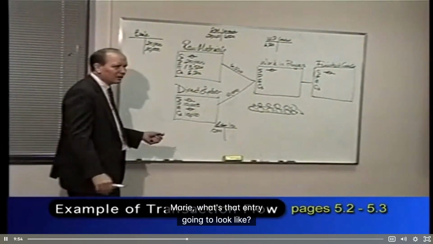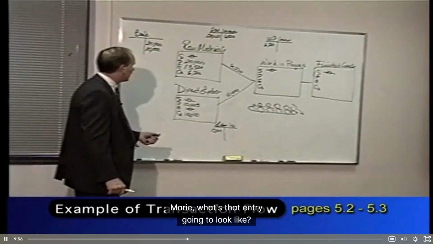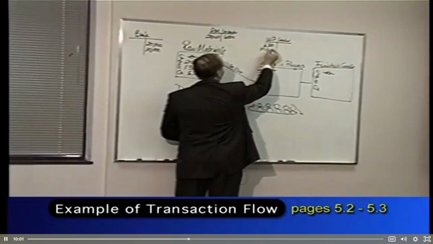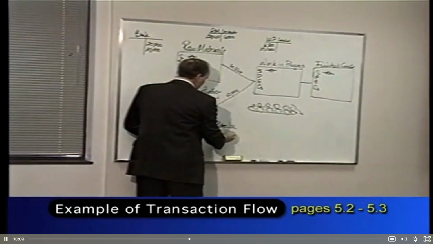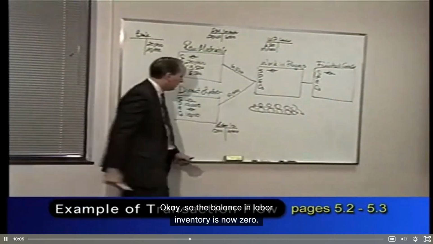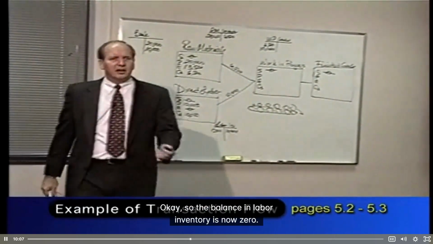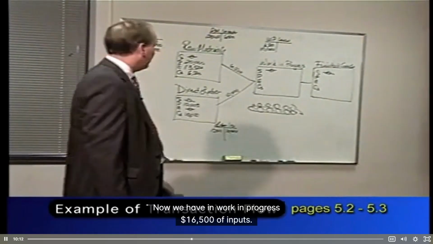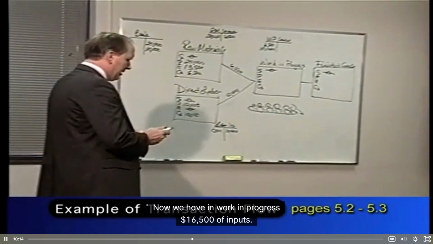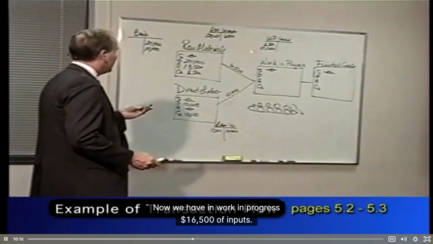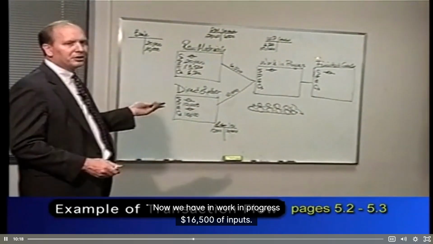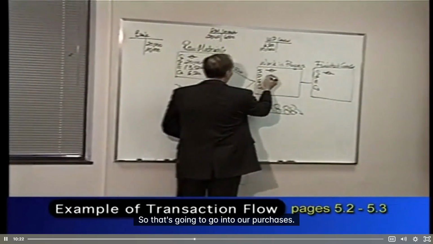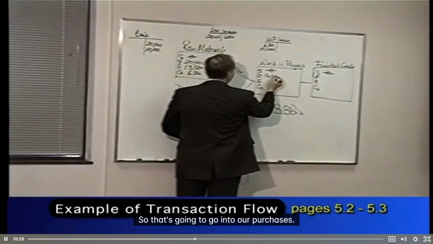Marie, what's that entry going to look like? It's debit work in progress. Good. Credits direct labor. Excellent. Okay? So the balance in labor inventory is now zero. Okay? Now, we have in work in progress $16,500 of inputs. Okay? So that's going to go into our purchases.